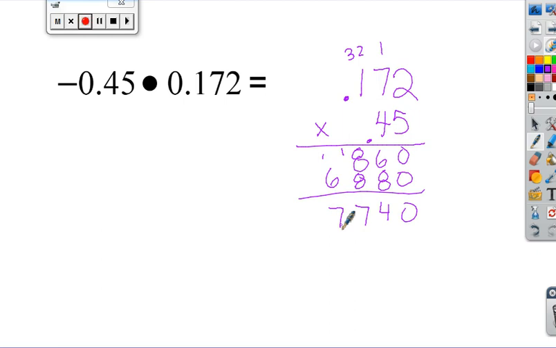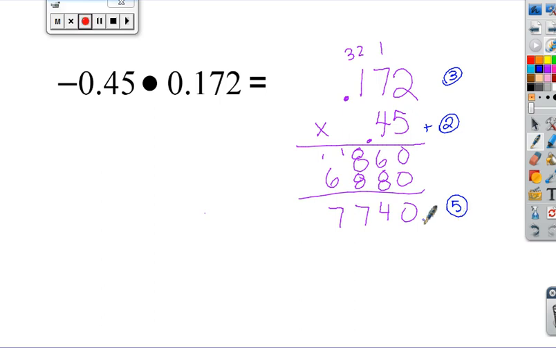Now that I have my multiplication answer, now I have to deal with my decimals. So, in the first factor, there are 3 numbers after the decimal. In the second factor, there are 2 numbers after the decimal. To figure out how many decimal places go in your product, you add up the number of decimal places. 2 plus 3 is 5. What that means is I need to move my decimal 5 places.